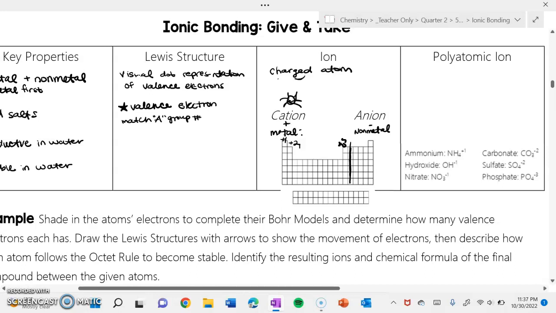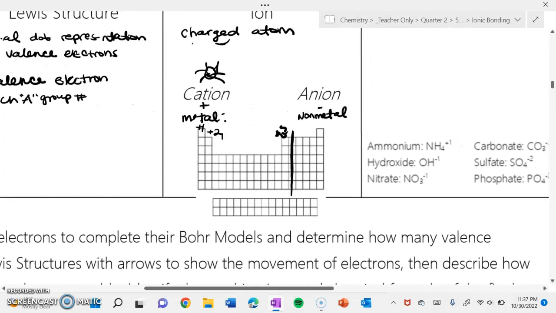The fourth group here, they actually do not transfer electrons. They're right in the middle. They actually end up sharing more of the time, so we do not really include those with our ionic. Sometimes they'll do a +4 with these down here, but overall, they will share, which is a covalent bond, not ionic.